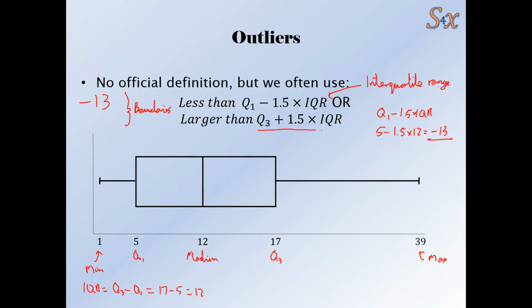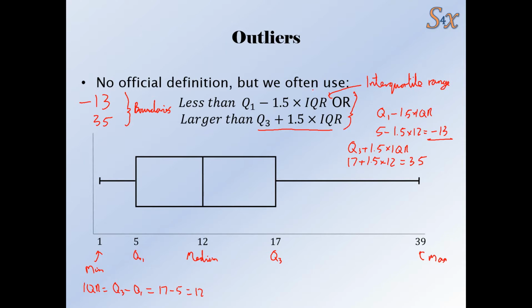The other criteria is Q3 plus 1.5 times IQR. Q3 is 17, so if we add on 1.5 times 12, which is the interquartile range, we get 35. That's our upper boundary. Anything that's not within that boundary, so between minus 13 and 35, we would regard as an outlier according to this definition we've been given.